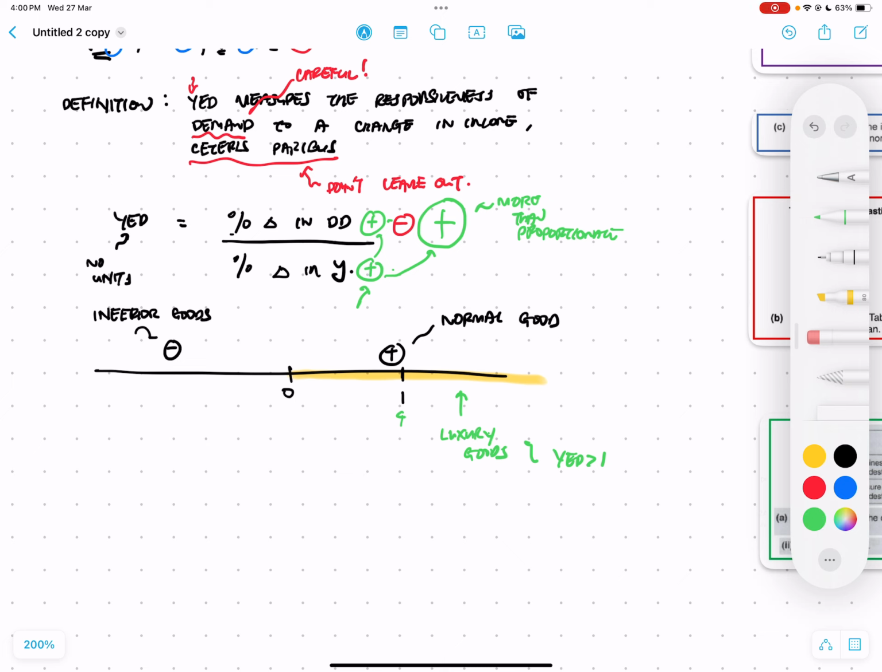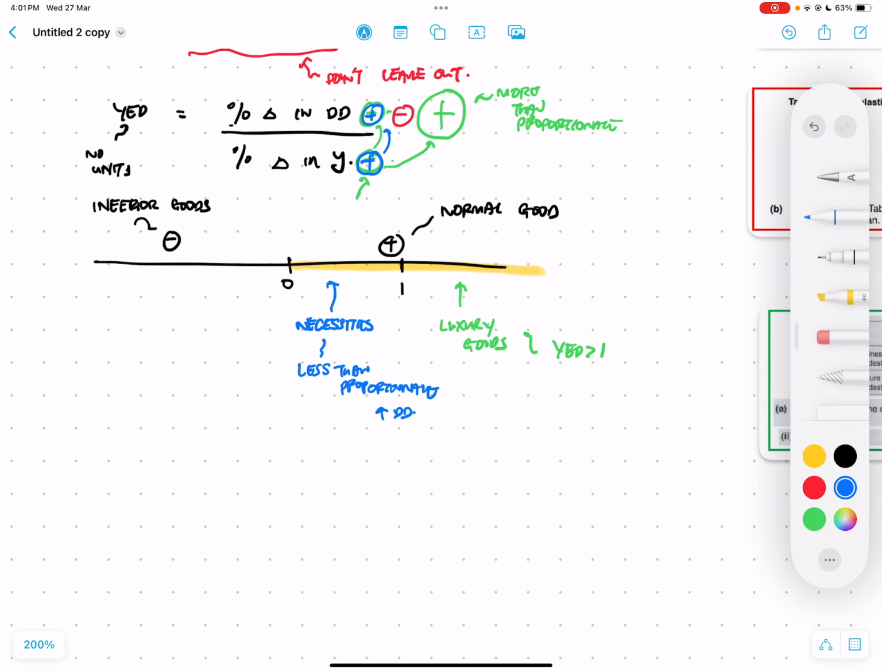Then you have the case where there's a value between 0 and 1. So this is, I guess, let's just change the blue. This is the blue color circle over here. So you have a change in income, which is positive, but it only leads to a smaller change in demand. So these are what we term as necessities, right? So a given change in income leads to a less than proportionate increase in demand. Okay.